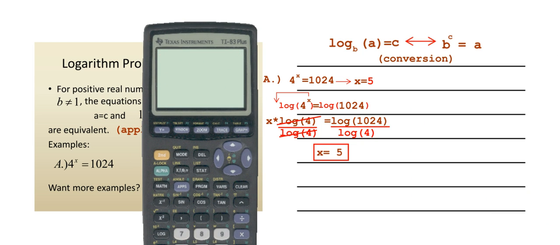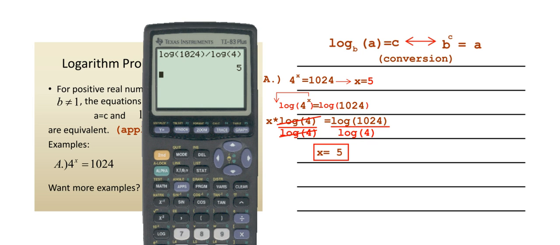If you push the log button, put in 1024, right? Close your parentheses, push divided by, push the log button again, and write 4. Close your parentheses, hit enter, and that should give you an exact value of 4, and there it is.